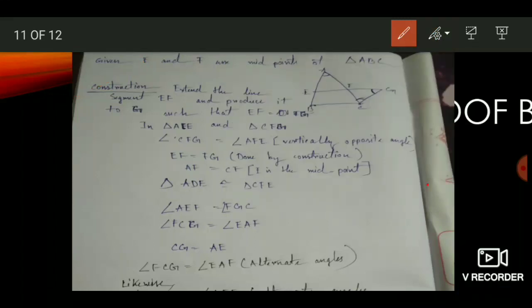By making this construction, you have to keep in mind that this side EF should be equal to FG. Then only you will be able to prove it. Since F is a midpoint, it will be okay.